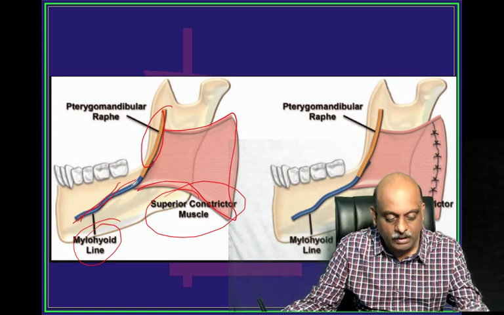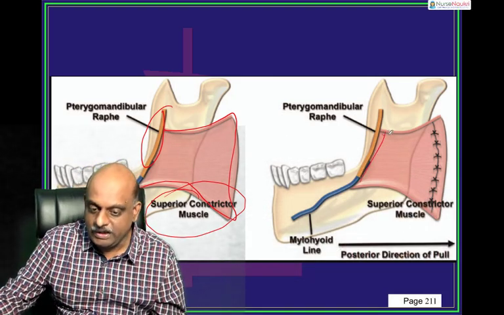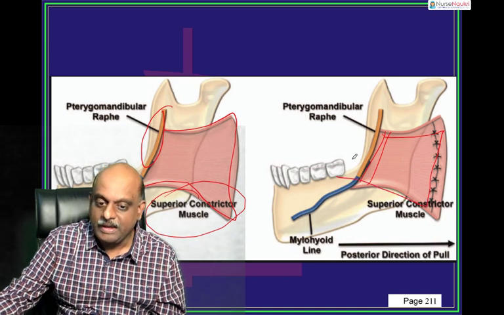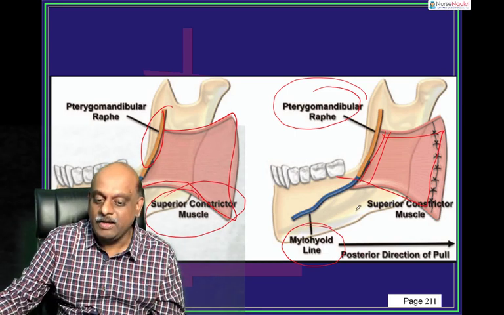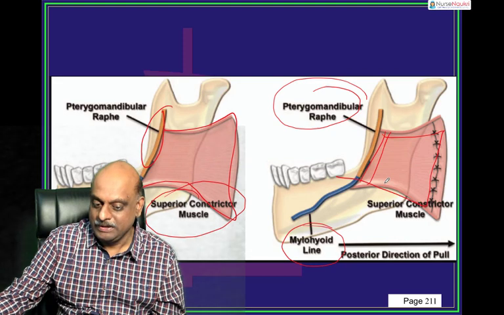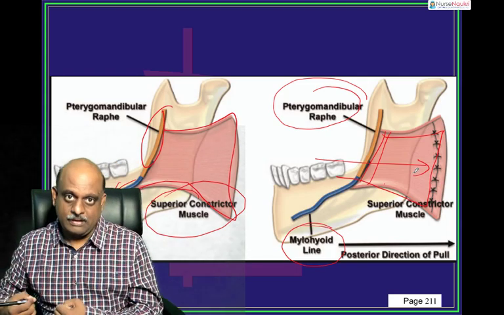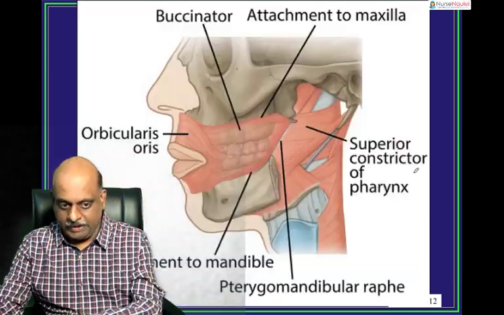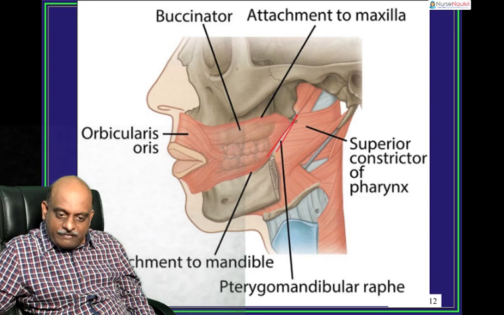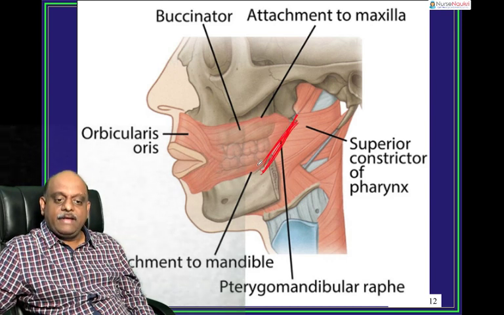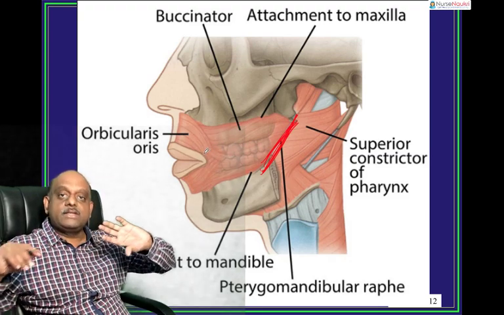So if you look the other way, you can see this is the superior constrictor muscle, and this is the pterygomandibular raphe, and this is the mylohyoid line, and typically the superior constrictor contraction lead to a posteriorly directed pull is what you need to remember. Then this pterygomandibular raphe, if you look at it, it is important for many muscles to come and attach to it.